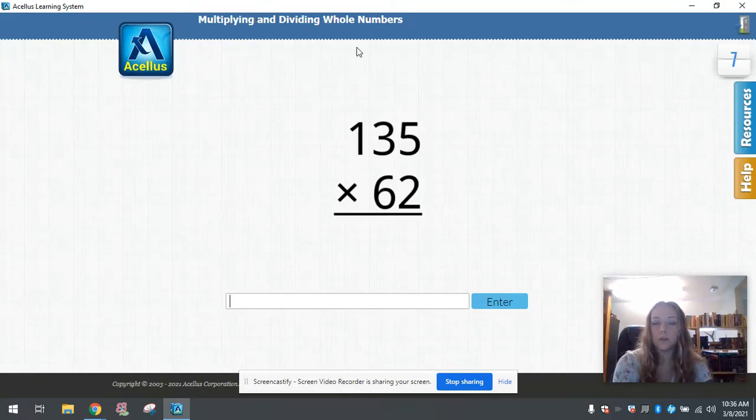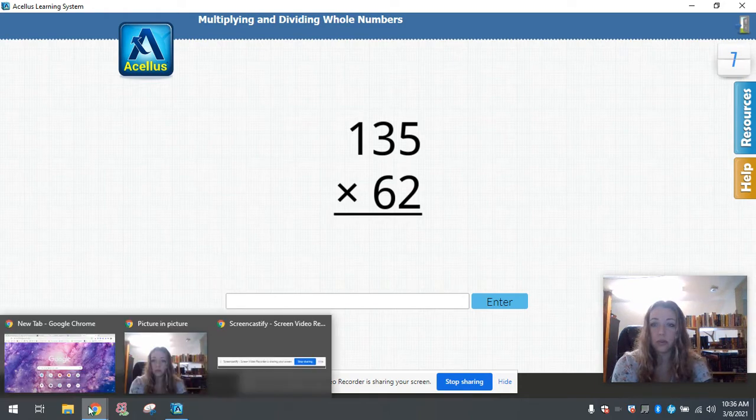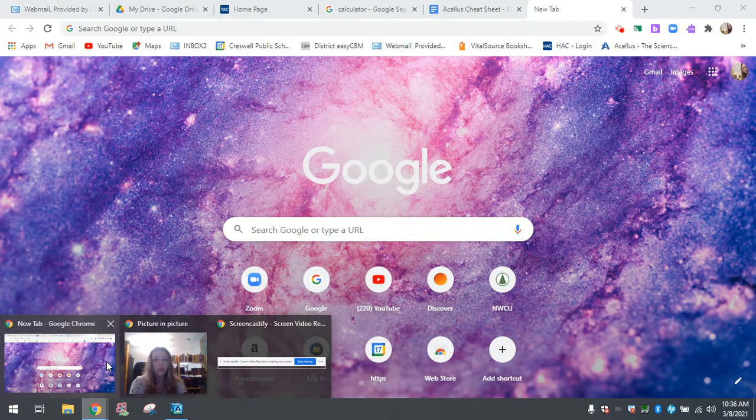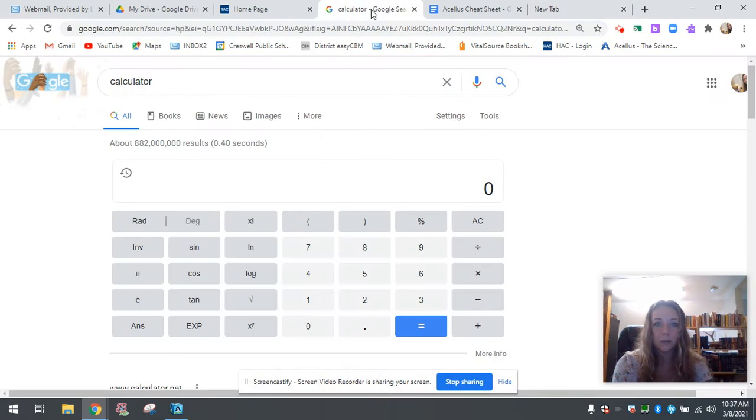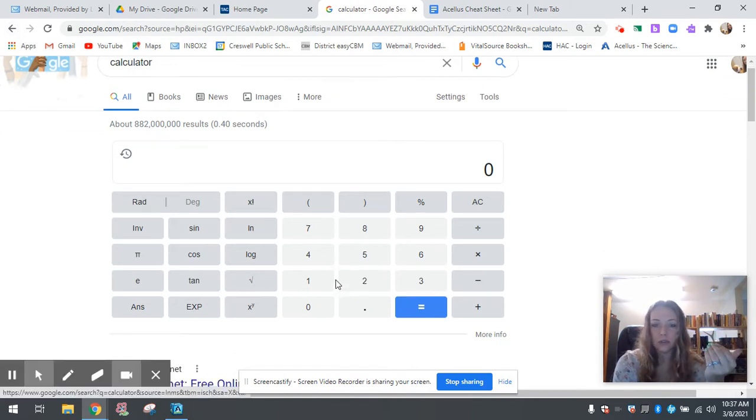Fine. We've got multiplying and dividing whole numbers. Now, you are totally welcome to put this into your calculator, and that's pretty straightforward with the multiplication. With the division, there's a couple of steps. So if you don't have a calculator, you can go to Google a calculator. It will give you this one.